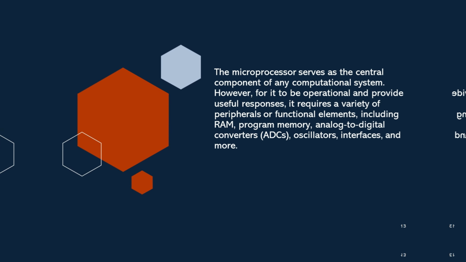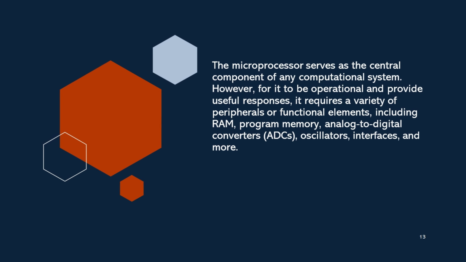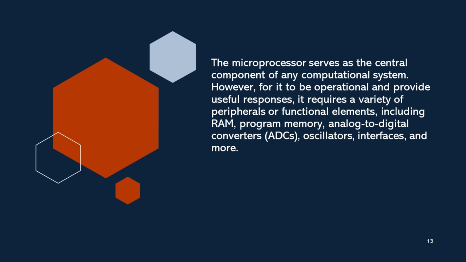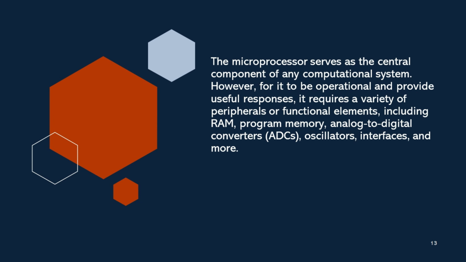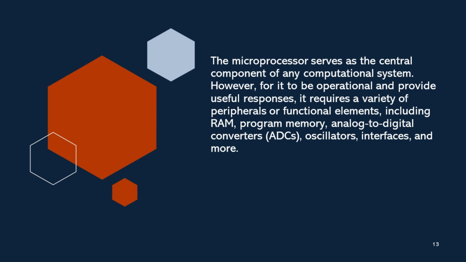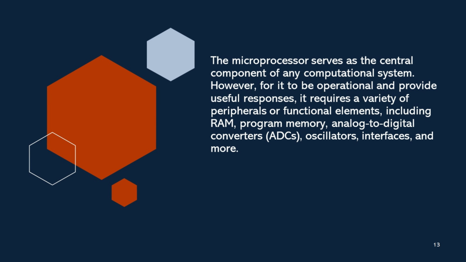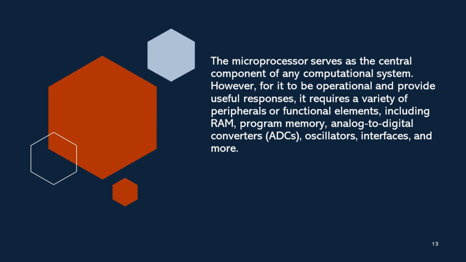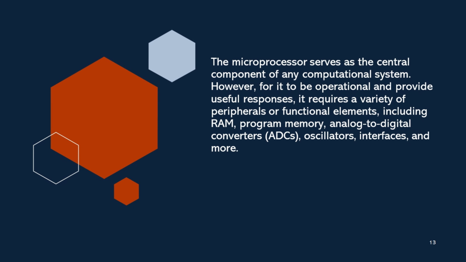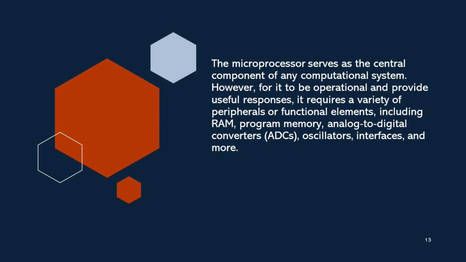The microprocessor is the heart of any computational system. Yet, for it to function effectively and deliver meaningful outputs, it relies on an array of peripherals or functional components. These include RAM, program memory, analog-to-digital converters, ADCs, oscillators, interfaces, and various other elements. Together, these peripherals enhance the capabilities of the microprocessor and enable it to perform a wide range of tasks.